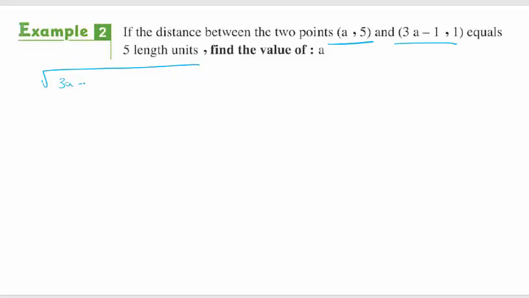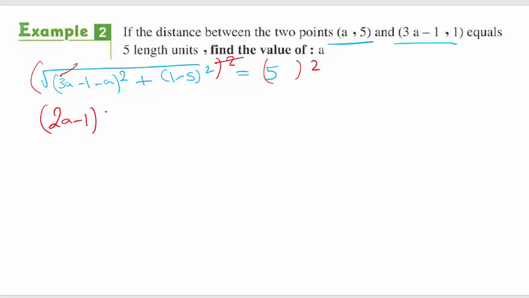Square root of (x2 minus x1), (3A minus 1 minus A) raised to the power of 2, plus (y1 minus y2), (1 minus 5) raised to the power of 2, equals 5. And I will use my skills to find its value. First of all, to remove the square root, I will apply power 2 for both sides. This power 2 will cancel the square root. So here, 3a minus 1 minus a, which is 2a minus 1, raised to the power of 2, plus 1 minus 5, negative 4, raised to the power of 2 equals 16. 5 raised to the power of 2 equals 25.